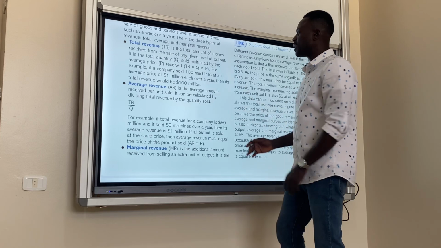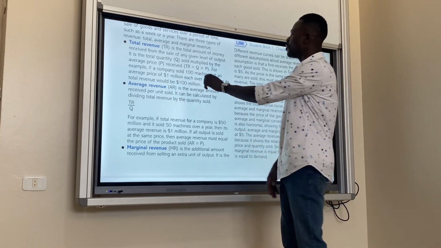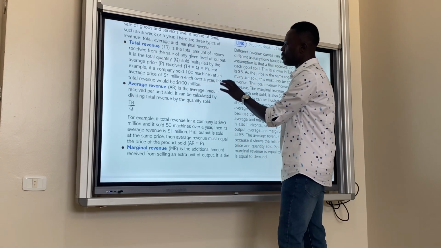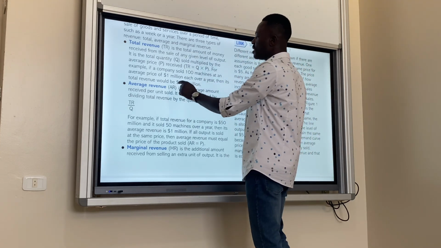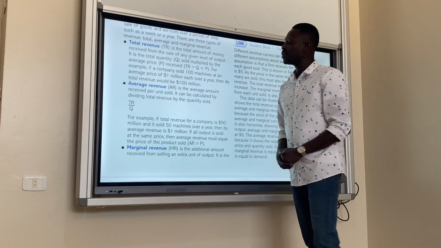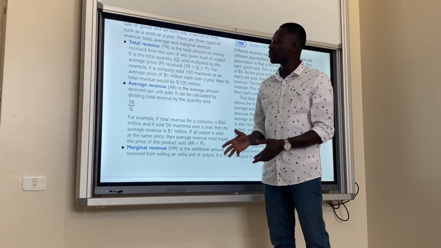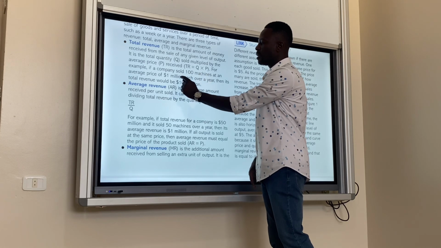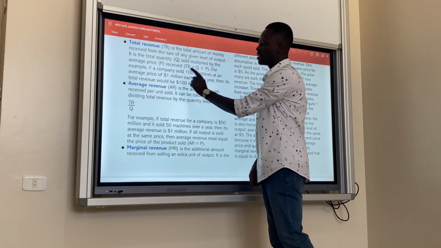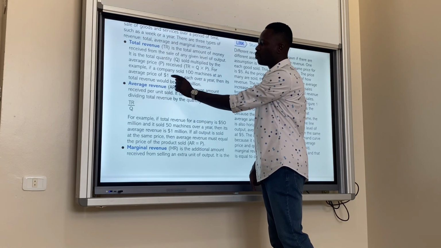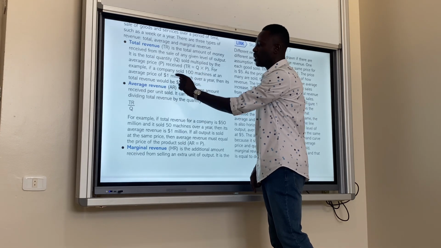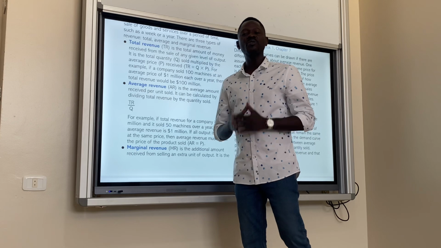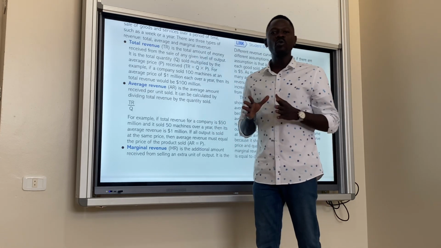So they made an example. They said, for example, if a company sold 100 machines at an average price of $1 million each over a year, then its total revenue would be $100 million. How is it $100 million? It is $100 million because the average price is $1 million multiplied by the quantity sold, which is P multiplied by Q. 1 multiplied by 100 in million dollars is $100 million. That is what total revenue is. So the formula for total revenue is price multiplied by the quantity sold.